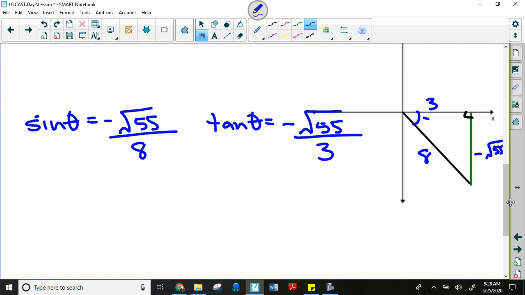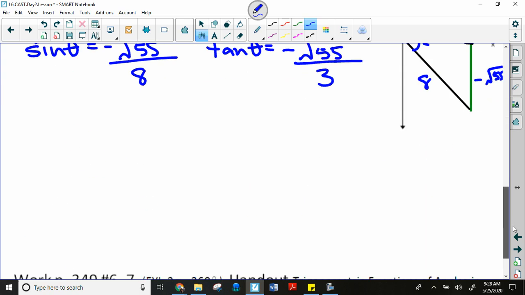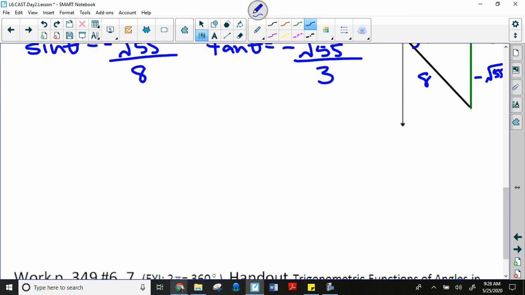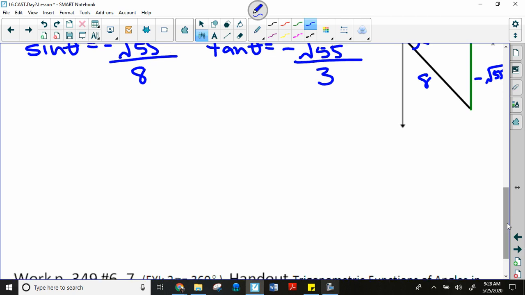Boom, baby. Ugly, but doable. Ooh, I'm going to get rid of that down there, and we're good to go.